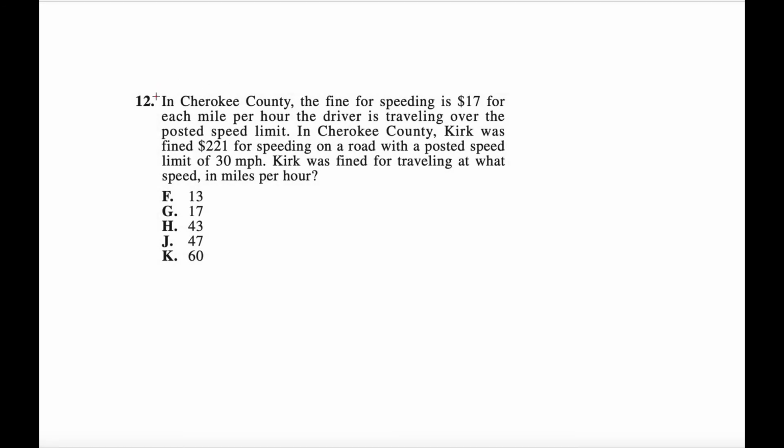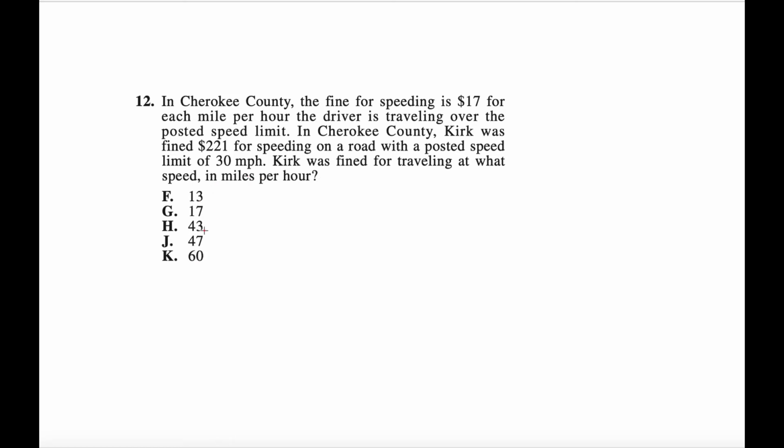Question 12 says that in Cherokee County, the fine for speeding is $17 for each mile per hour the driver is traveling over the posted speed limit. In Cherokee County, Kirk was fined $221 for speeding on a road with a posted speed limit of 30 miles per hour. Kirk was fined for traveling at what speed in miles per hour?